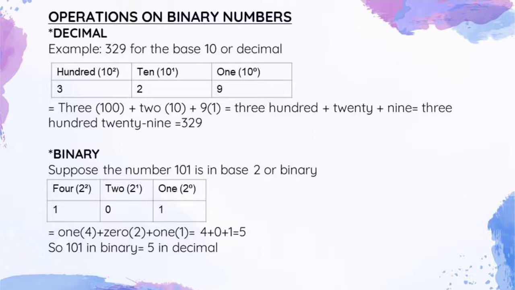1 times 4 is equal to 4. 0 times 2 is equal to 0. 1 times 1 is equal to 1. So in total, we will have an answer of 5, which means 101 in binary is 5 in decimal.